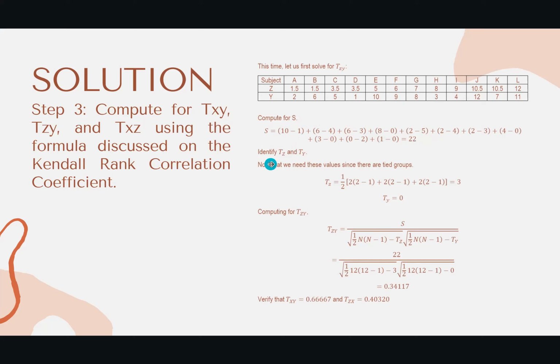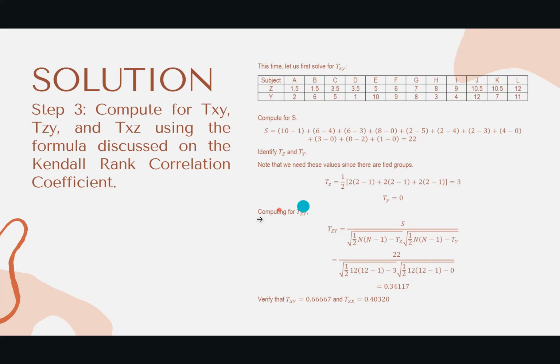So, dahil meron tayong ties, kagaya, 'di ba sa Kendall tau na-discuss din paano gagawin doon kapag may ties, ganun rin dito. So for T of Z, meron tayo dito na formula natin is 1/2 times the summation of K times K minus 1, where K is the number of ties. So dito, tig-dalawa lang naman yung tie, dalawa, dalawa, and dalawa. Kaya puro 2 times 2 minus 1 yung nandito, and the answer is 3. So for Y naman, wala naman tayong tie dyan, so 0 lamang siya.